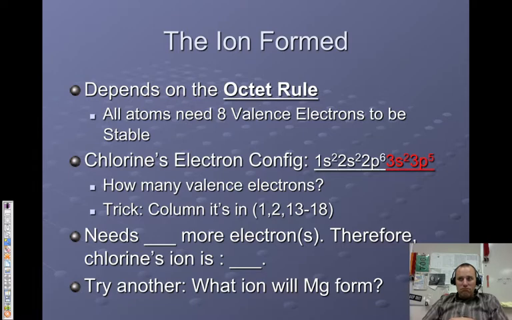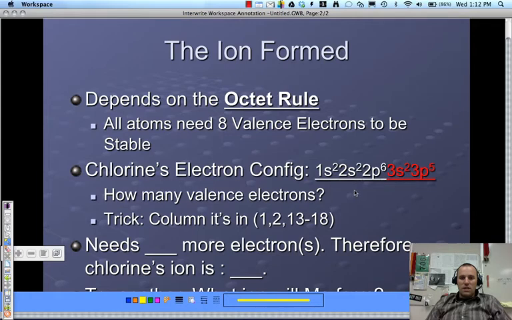Think about it. The noble gases. Everybody wants to be like a noble gas. So chlorine's electron configuration, you can see right here, is 1s2, 2s2, 2p6, 3s2, 3p5. This is the important part right here because these are the valence electrons. Remember, these are the outermost electrons. So how many are there?